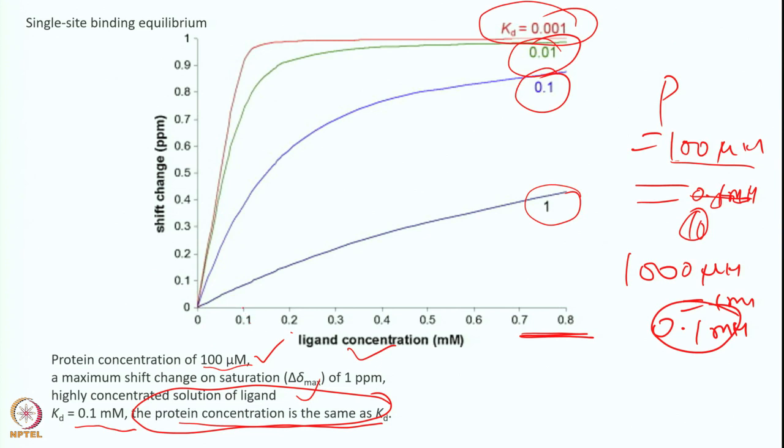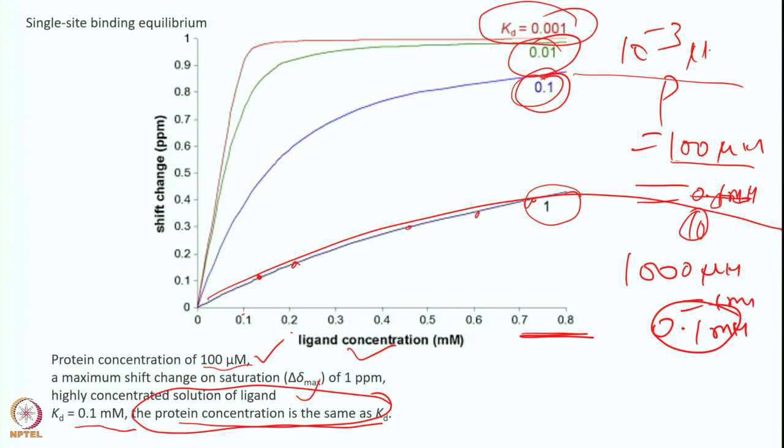When we put in 0.1 millimolar, if the KD is 1, we get a nearly straight line here. It keeps increasing and will saturate somewhere further on. If the KD is slightly lower, 0.1, we get saturation almost reaching here. And if the KD is very strong, like 10 to the power minus 3 in millimolar units, you will see that it saturates very fast.